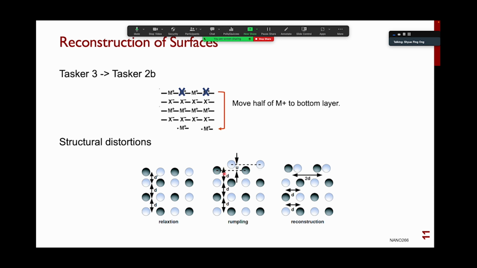You can also have what is called rumpling, where you have displacement of your atoms from the original coordination. So now, instead of a constant surface, you have atoms in a zigzag manner. There is a displacement of your atoms relative to each other on the surface. And you can also have what I call surface reconstruction, in other words, a complete rearrangement of your atoms on your surface to lower its energy because of that undercoordination.